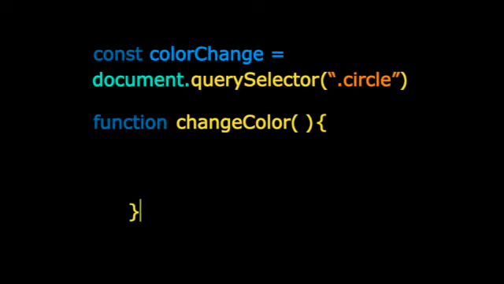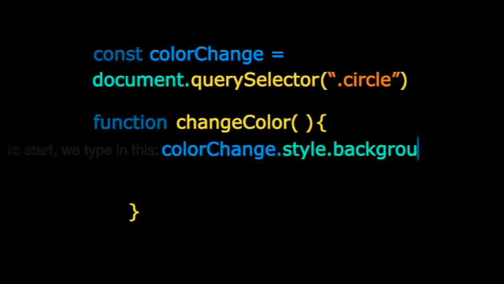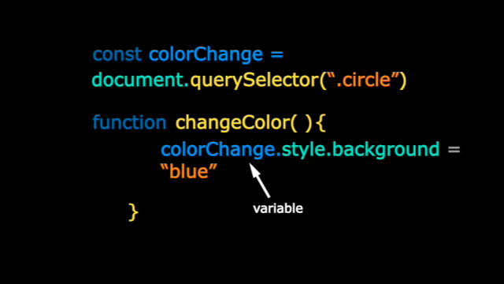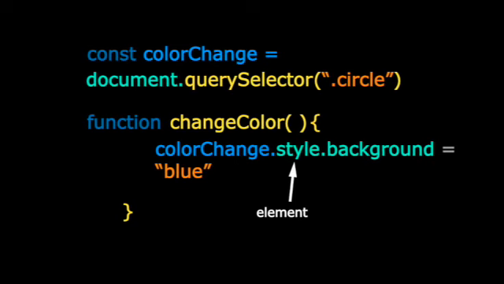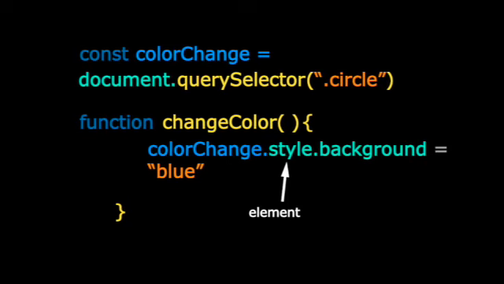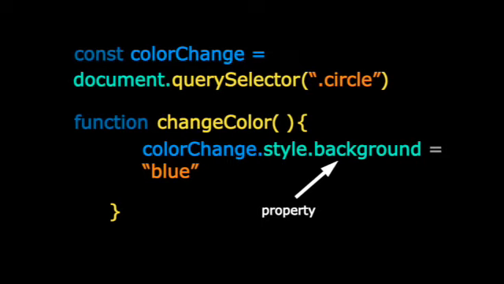Use the curly brackets. To start, we type in this. The first part is using the variable that has a value. Next, we are declaring what part of the element we want to change. We want to change the background property to blue.